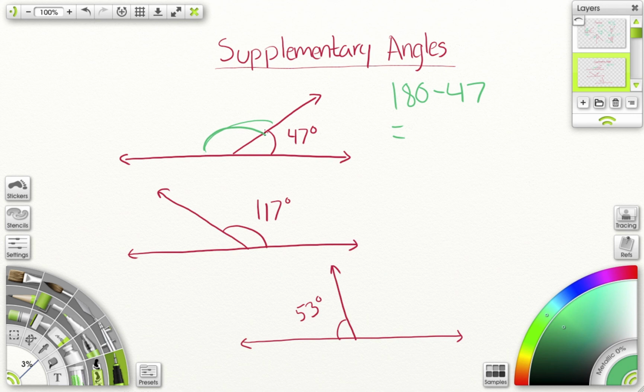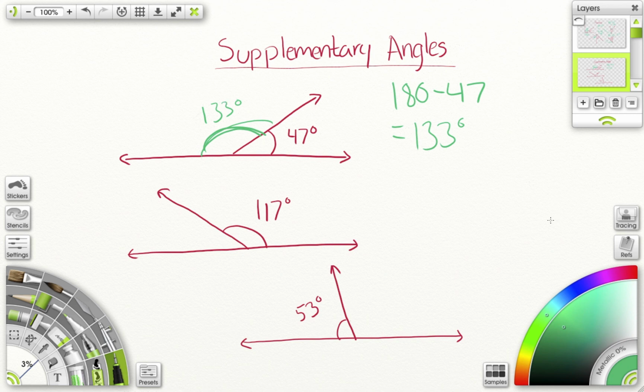So 180 minus 47 gives you 133. So my missing angle is 133 degrees. So the supplement to 47 is 133, because those two added together gives me 180.